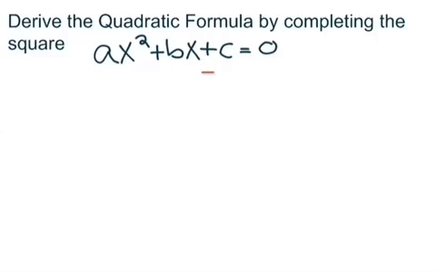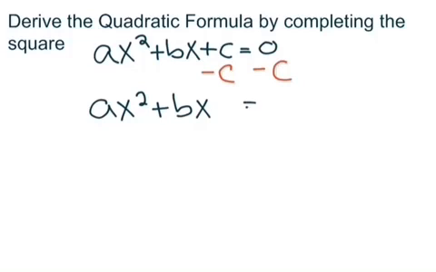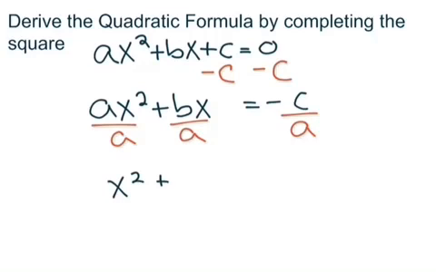So we already kind of started this last lesson, so let's just start it here. We're going to subtract our c. That leads us to ax squared plus bx equals negative c. And then remember, we're going to divide by the a. Everybody gets divided by the a. Okay, great. And then we have x squared plus b over a x equals negative c over a.